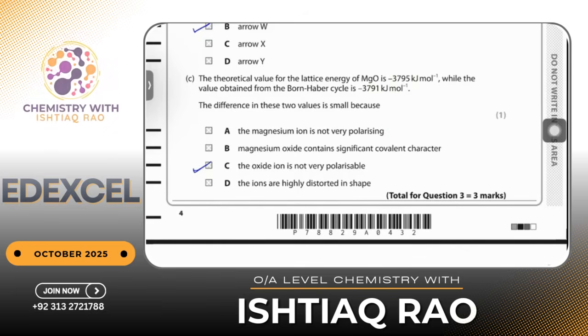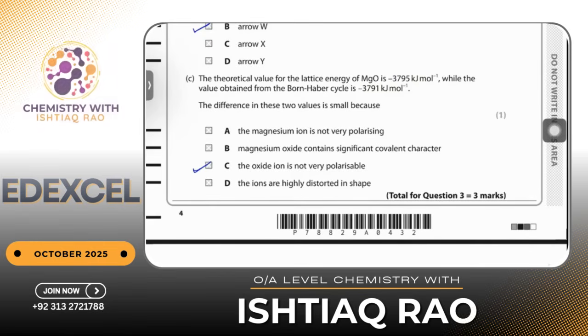This is incorrect. Magnesium oxide contains significant covalent character? No, no. Magnesium oxide is an ionic compound. So it has a major ionic character, not a covalent character. And the oxide ion is not very polarizable.